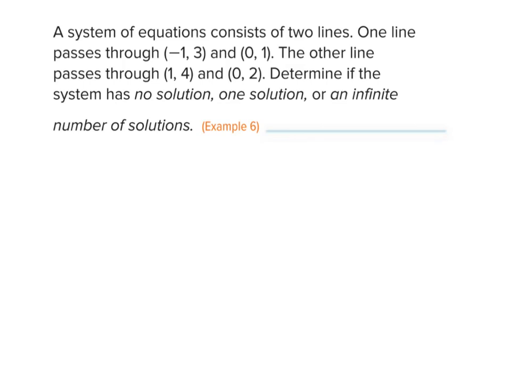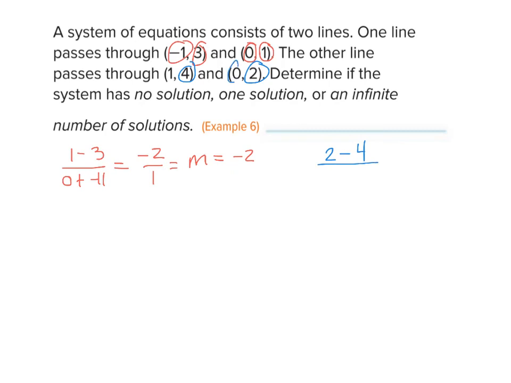For the first equation, we've got (-1, 3) and (0, 1). I'm going to take 1 minus 3 over 0 minus -1, which is 0 plus 1. So 1 minus 3 is -2, and 0 plus 1 is just 1. So the slope m is -2 for my first equation. Then for my second equation, 2 minus 4 over 0 minus 1.